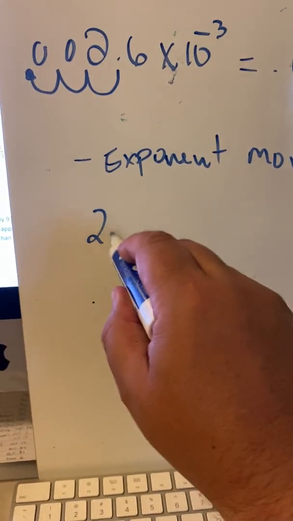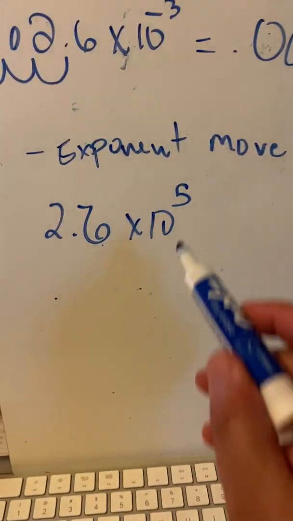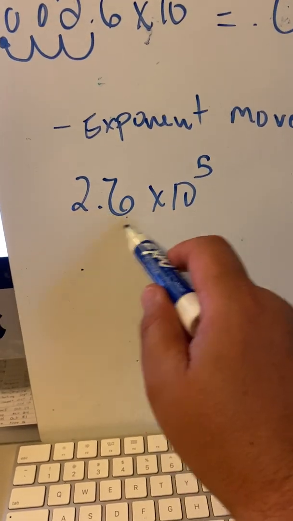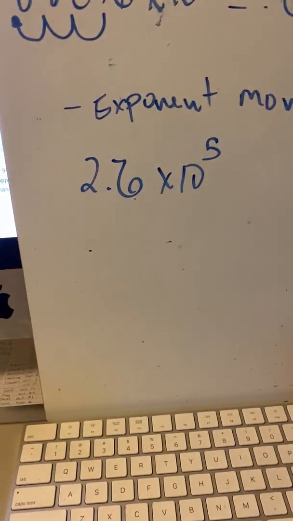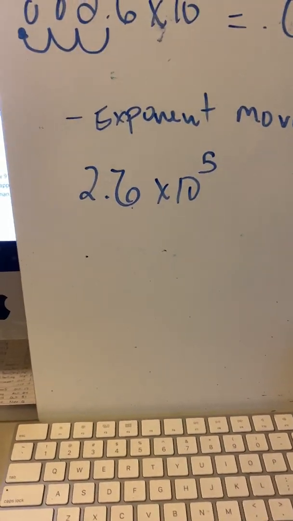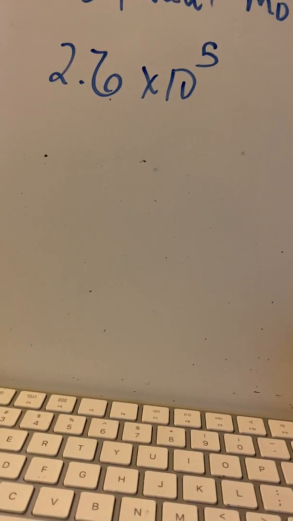If I have 2.6 times 10 to the 5th power, it's a positive 5, so the decimal will move right 5 times. 1, 2, 3, 4, 5. That's all it's telling you. These are place value problems. That's all they are. Now, with that problem, all you have to do is do the work that they tell you to do: adding, subtracting, multiplying, or dividing scientific notation.